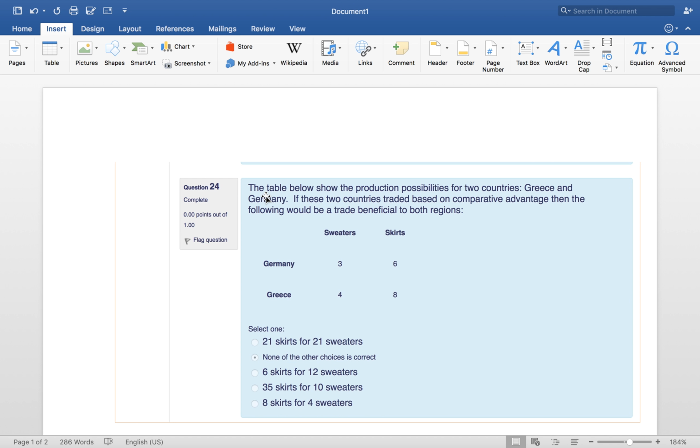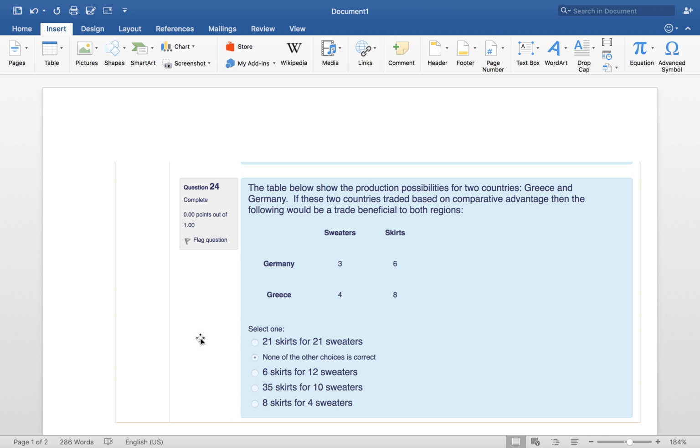Hi, you guys. This is for Econ 102 and for the extra credit, and I'm going to be working on question 24. This was a question I struggled with a lot, and that's why I wanted to go step by step through this process and hopefully get the right answer. All right. So this is with trade, specialization, and obviously comparative advantage and all that good stuff.